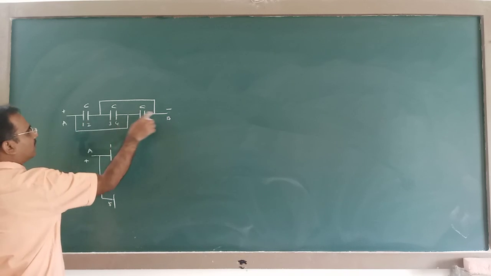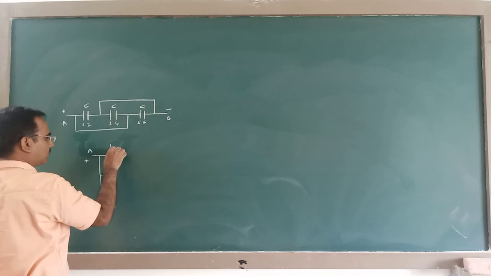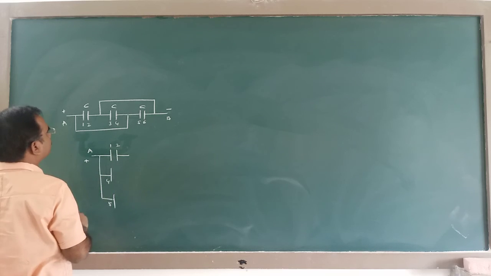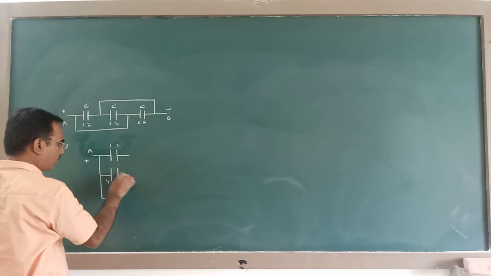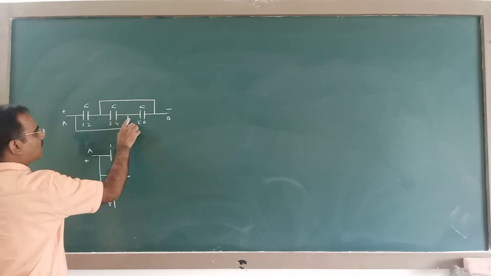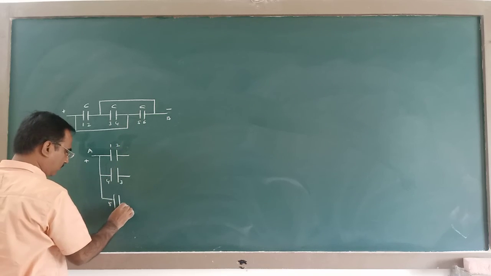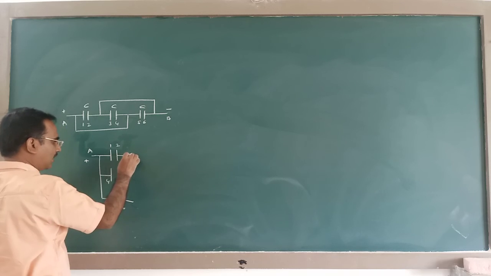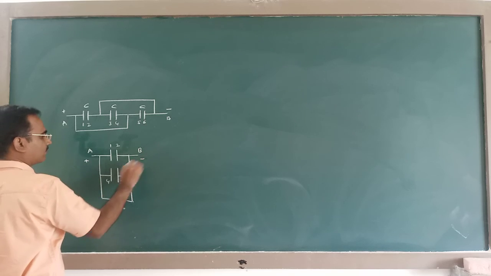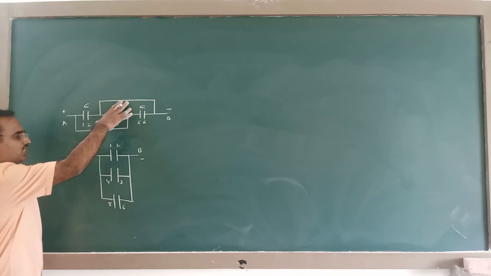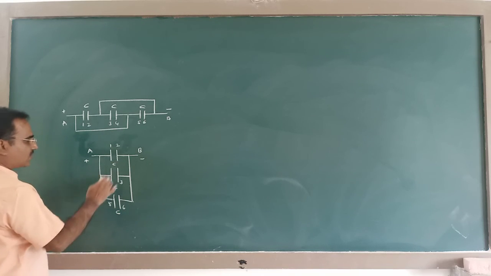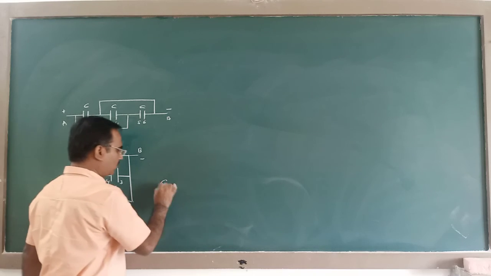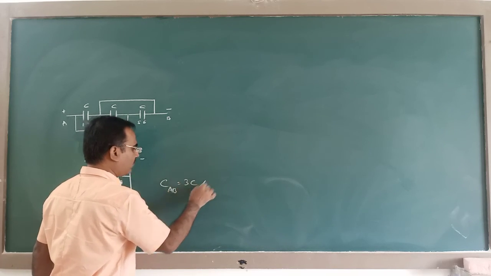Now this negatively charged second plate is opposite to the first plate. This negatively charged third plate is opposite to the fourth plate. And this negatively charged fifth plate is opposite to the sixth plate. So this circuit is equivalent to this. The capacitances of these three capacitors are C each. Therefore, CAB will become equal to 3C.